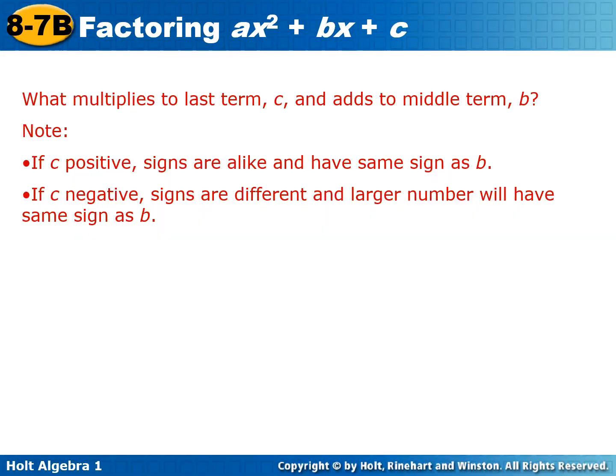So remember that on Tuesday, we were factoring when A equals 1. If C is positive, the signs are alike, and they have the same sign as B. Remember, this is also when we add our factors. If C is negative, our signs will be different and the larger number will have the same sign as B. And remember, this is when we subtract our factors, and we will go into that in just a second after I erase this glitch. Subtract.